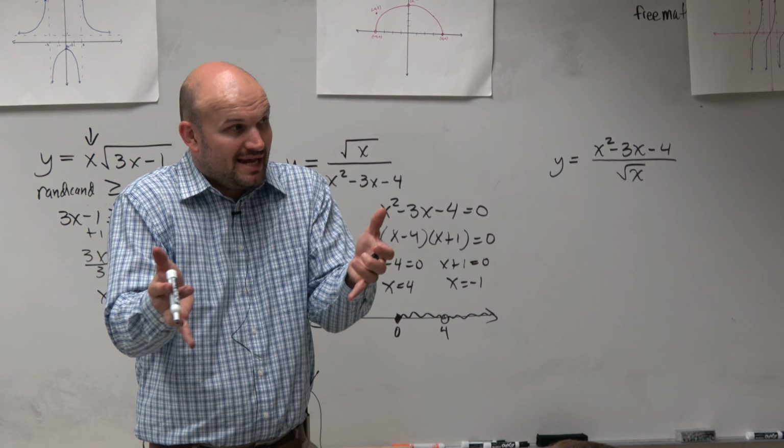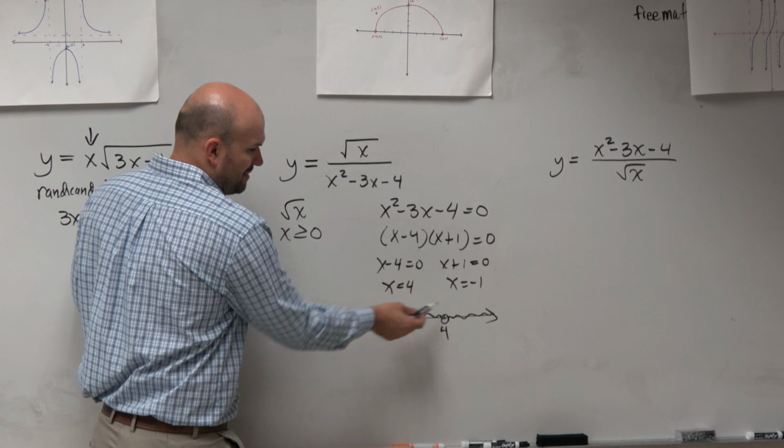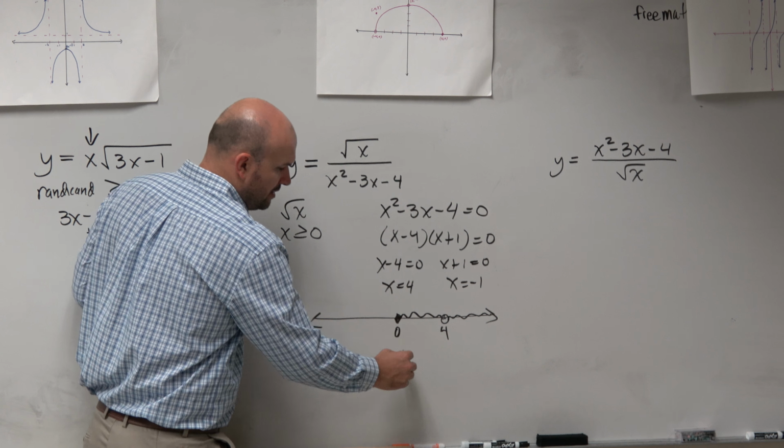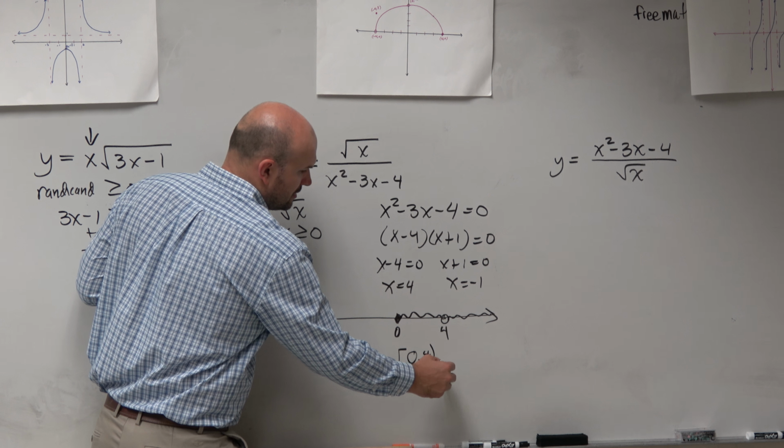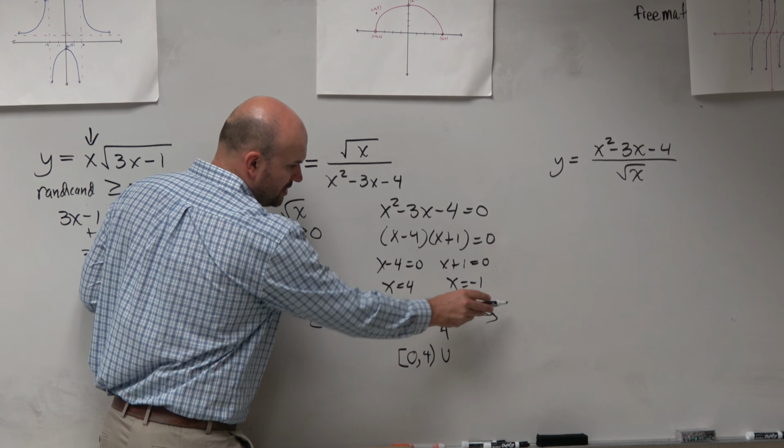Then to write my domain, just write it in segments. What's the domain from 0 to 4? Well, 0 is included. 4 is not included. And then I'm going to connect it with 4 to infinity.